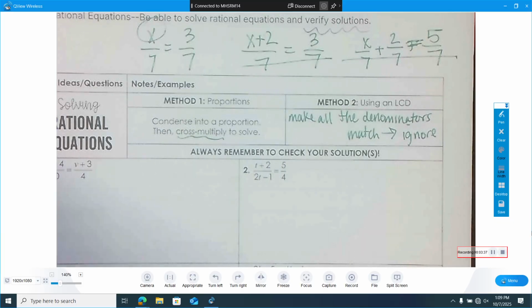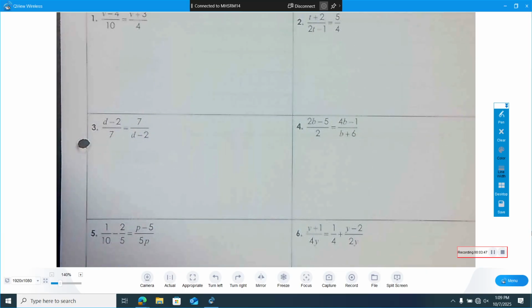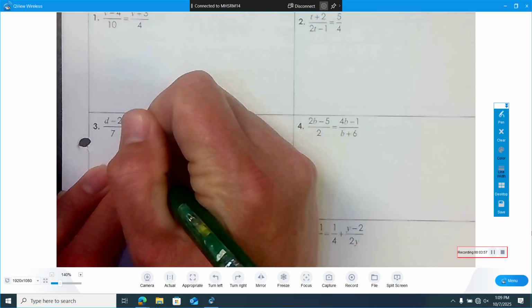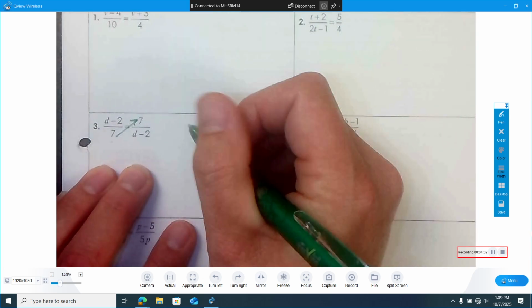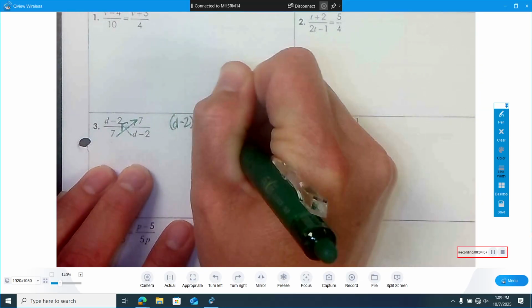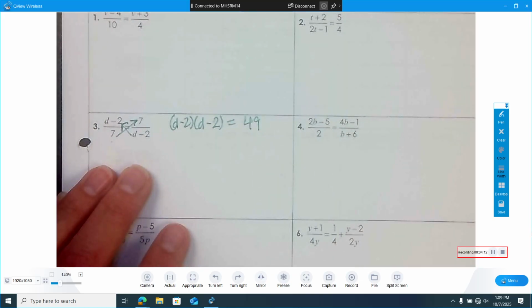Okay. So just to get going here, I'm going to just do like number 3 here. Here we have an easy proportion. So I have this lovely little proportion, and I can pretty easily just cross multiply to solve. So I'm going to do that. This is method number 1. So I'm going to cross multiply, and we're going to get d minus 2 times d minus 2 is equal to 7 times 7, or 49. So we're just going to cross multiply.